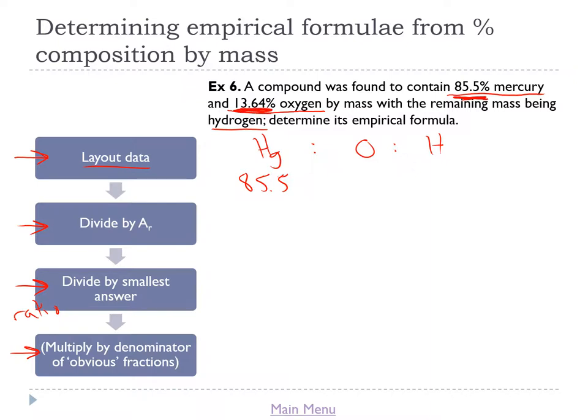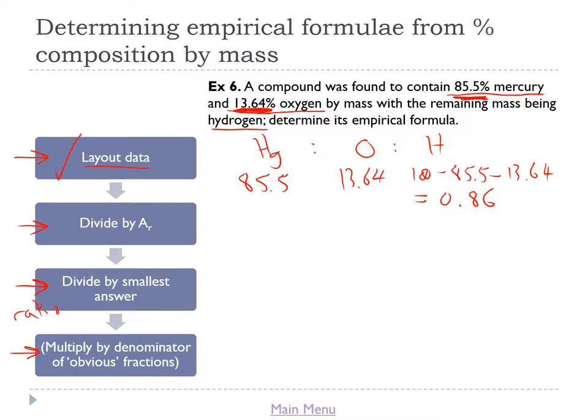So 85.5. Then we've got 13.64 for oxygen. Hydrogen will need to be calculated. So the total comes to 100%. So we're going to do 100 minus 85.5 minus 13.64. And that is going to come to 0.86 for hydrogen. That is that step done.